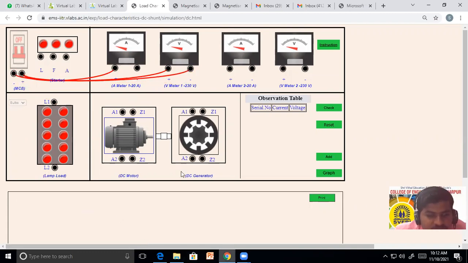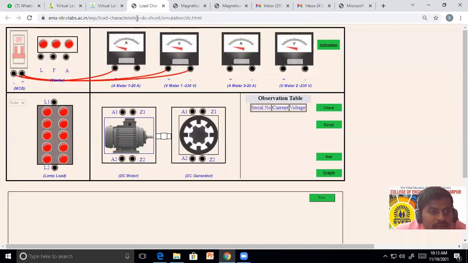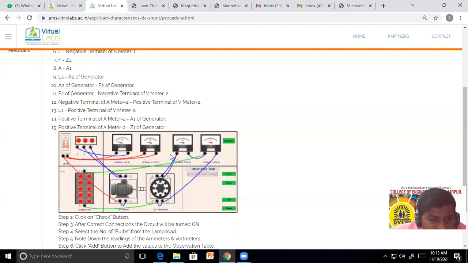Now see, the next terminal of the ammeter, that is the L terminal of the 3-point starter, is connected to ammeter A1. Okay, so the L terminal can be connected to ammeter A1.